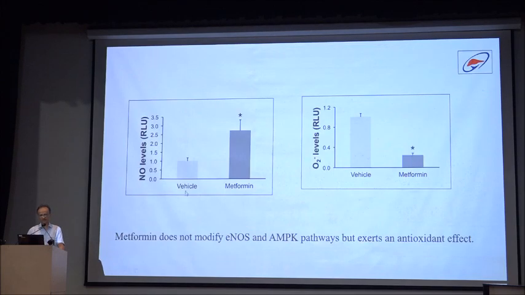It also led to the increase in the nitric oxide level and reduction in the peroxynitrite. And it did not modify any activity of the eNOS or the AMPK pathway, indicating that it is not the increased production of nitric oxide, but the decrease in the scavenging of nitric oxide by metformin because of its antioxidant effect, which led to the increase in the nitric oxide levels.